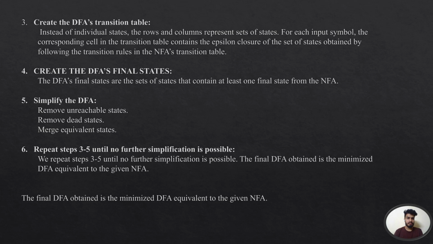Simplify the DFA. Simplification of DFA is very important. Remove unreachable states, remove dead states, merge equivalent states. Repeat steps 3 to 5 until no further simplification is possible. This is the last step, that is step 6. We repeat steps 3 to 5 until no further simplification is possible. The final DFA obtained is the minimized DFA equivalent to the given NFA.